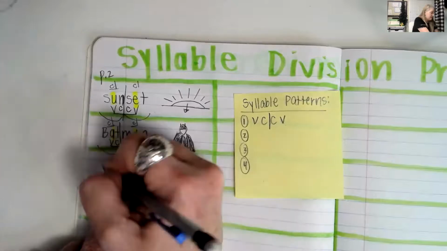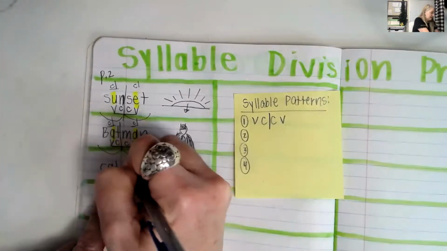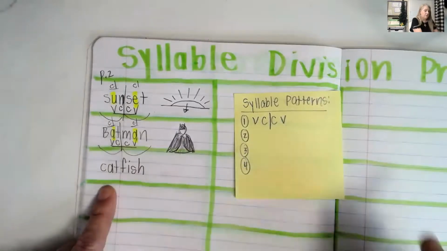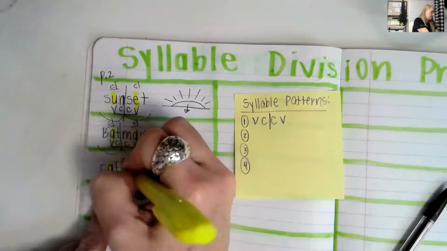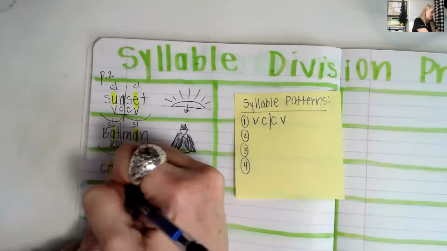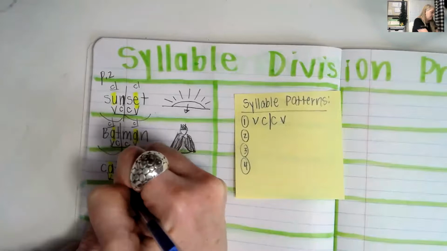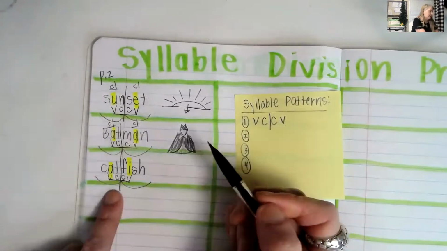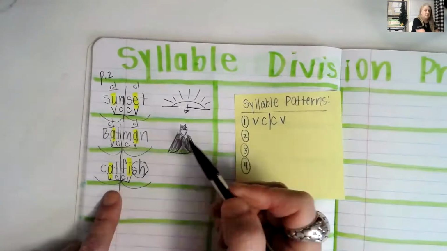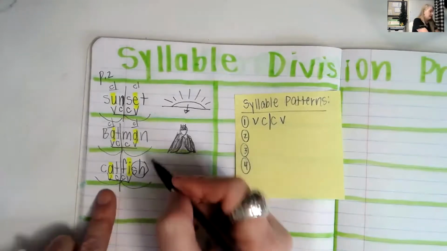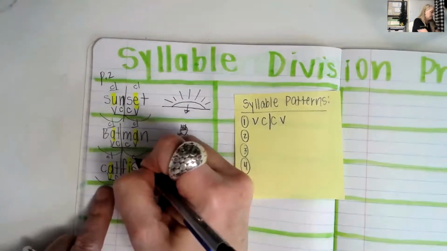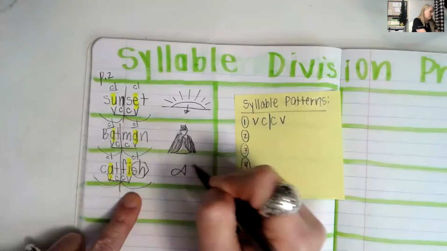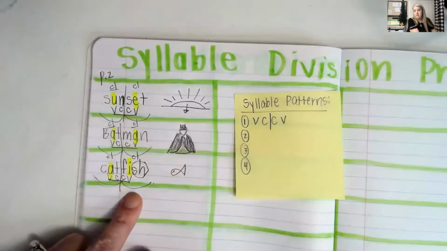Next word is catfish, C-A-T-F-I-S-H. So once again, label your vowels, then vowel, vowel, bridge, and then divide between the consonants, and it's the same thing. So SH, by the way, always stays together. So we circle it, and this is the closed pattern, and it says catfish. So I'm just going to draw a simple little fish for catfish.